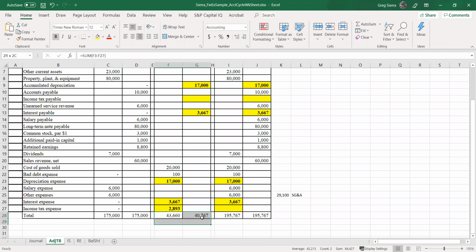Debits don't equal credits down here, so we know that's not correct. Equals 2893. Now, one thing I'd like to point out is if you look at the adjusted trial balance, 195,767, the balance balances. However, it is not correct because if I'd left it this way, I would have forgotten to include the income tax adjustment. So when we do that, now it's a different balance. Okay, so the take-home message with the balance is that if it doesn't balance, it's definitely incorrect. If it balances, it may be the wrong balance.